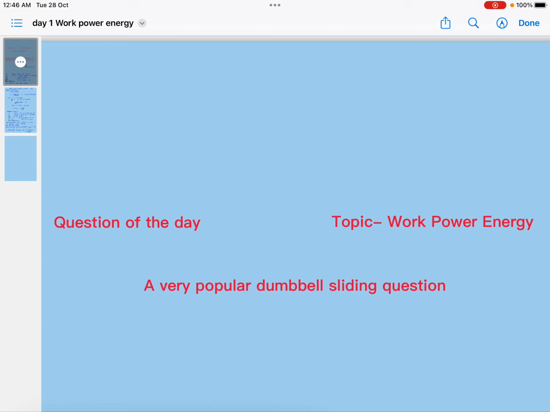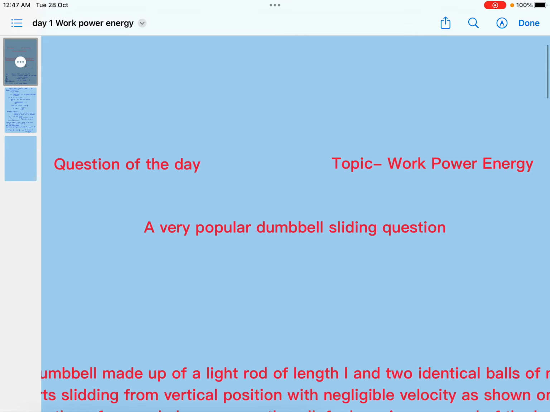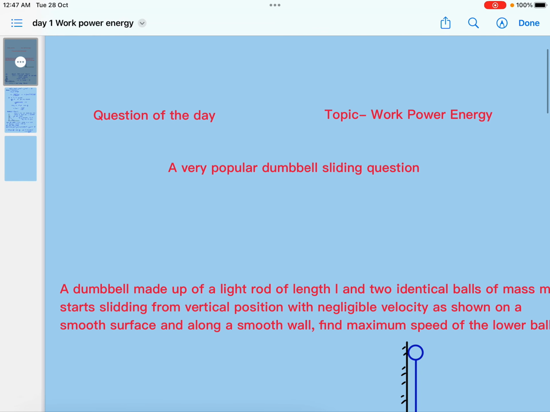Today I have chosen a very important and popular question, beta. That is the dumbbell sliding question. This question you will find in almost all good JEE Advanced books, in some form or another. So it is a very important question. First, see this question quickly.